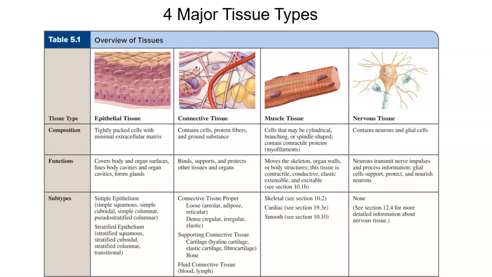In this initial overview, you can see all four of our major tissue types. Now look at them. See how different they all appear. Your epithelial tissues, you've got layers and layers of cells here. Now it's not always layers, but sometimes it is. But these cells are tightly packed together. Well, that's great because we use epithelial tissues for covers and linings.